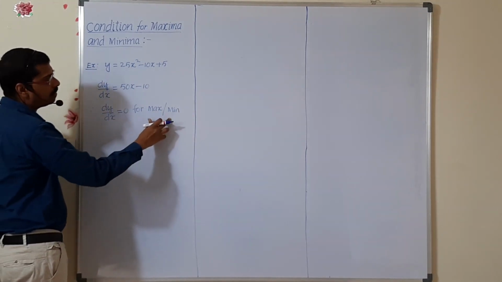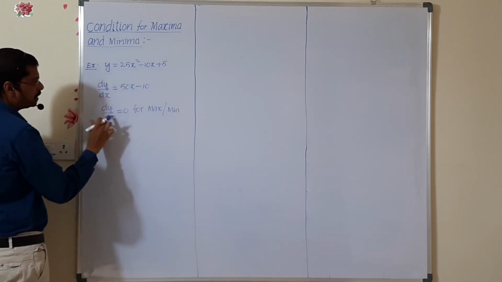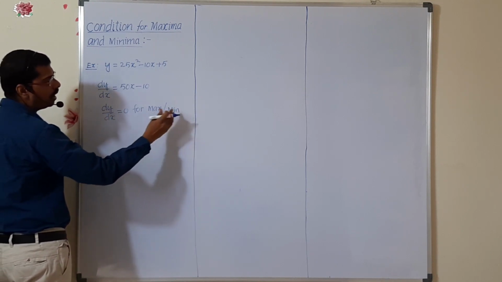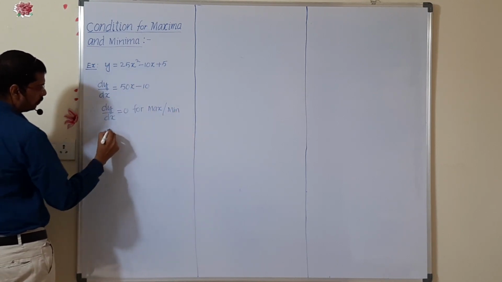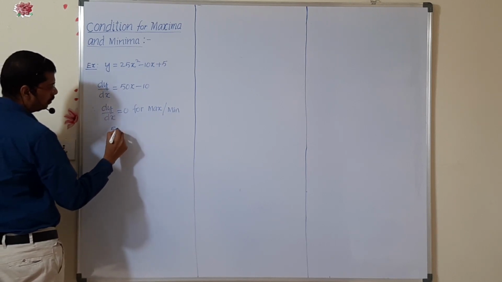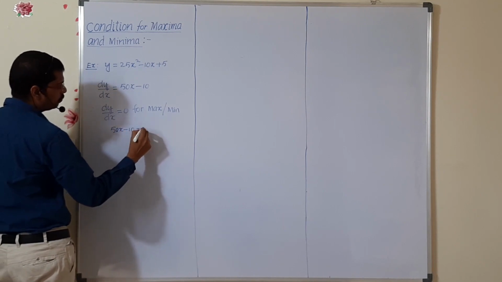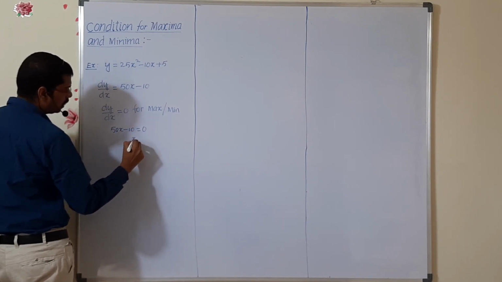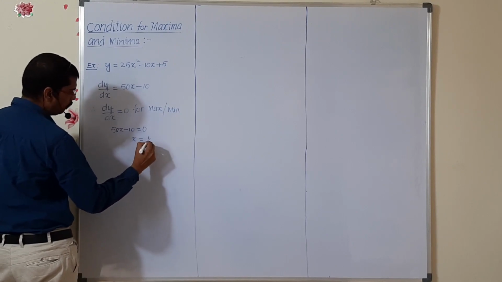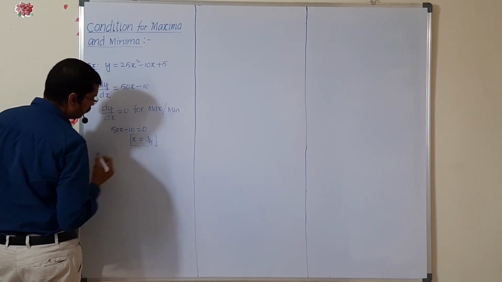If it is maximum or minimum, how can we find out? By using the second condition. The first condition, dy upon dx, does not tell us if it is maximum or minimum. Now 50x minus 10 equals 0, then x equals 1 upon 5.